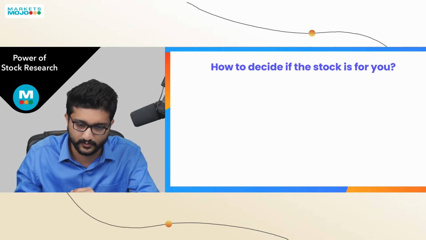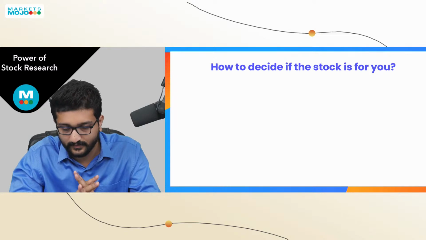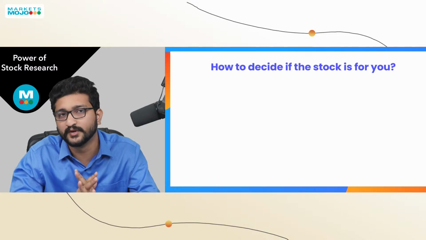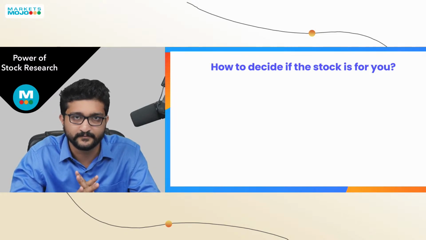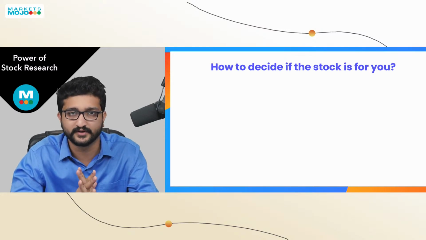Let's start off with the first one. How to decide if the stock is for you. As I said, you might be a conservative investor, you might be a very aggressive investor. But let's try to separate out risk when we pick out a particular stock.